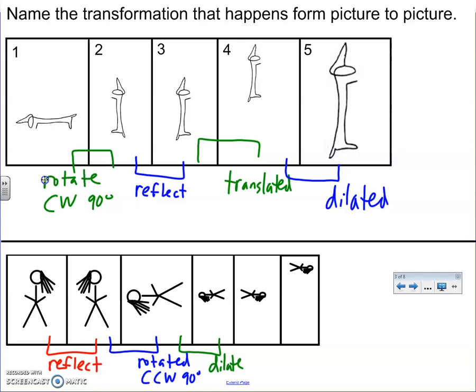Then from here to here, she flipped again. So she got reflected again. Then from here to here, she moved, so she got translated. So be able to tell from one image to the next what happened.